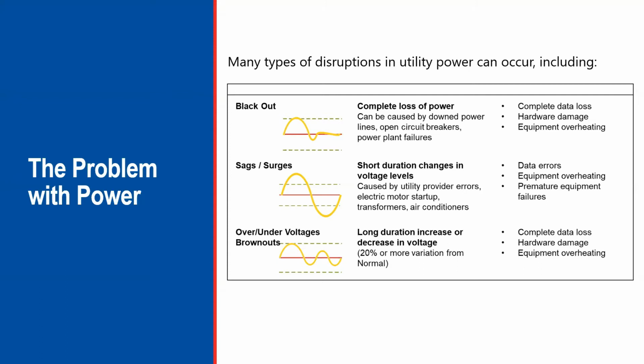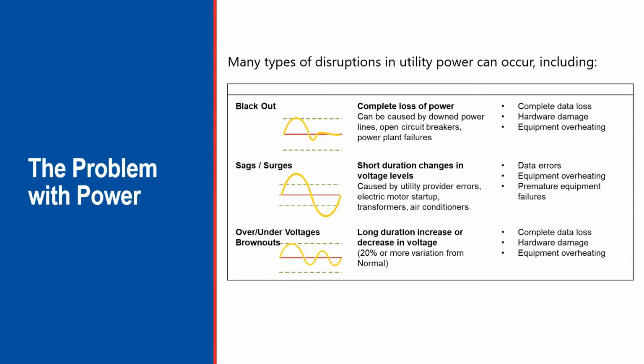As you can see in the first one, the blackouts are probably the best known power problems due to the complete loss of power. When a blackout occurs, everything shuts down and it's an uh-oh moment. A lot of the causes for blackouts can be downed power lines, faulty circuit breakers, utility provider failures, amongst other factors. The potential damage includes data loss, hardware damage due to sudden loss of power, and equipment overheating due to the loss of power to cooling mechanisms.